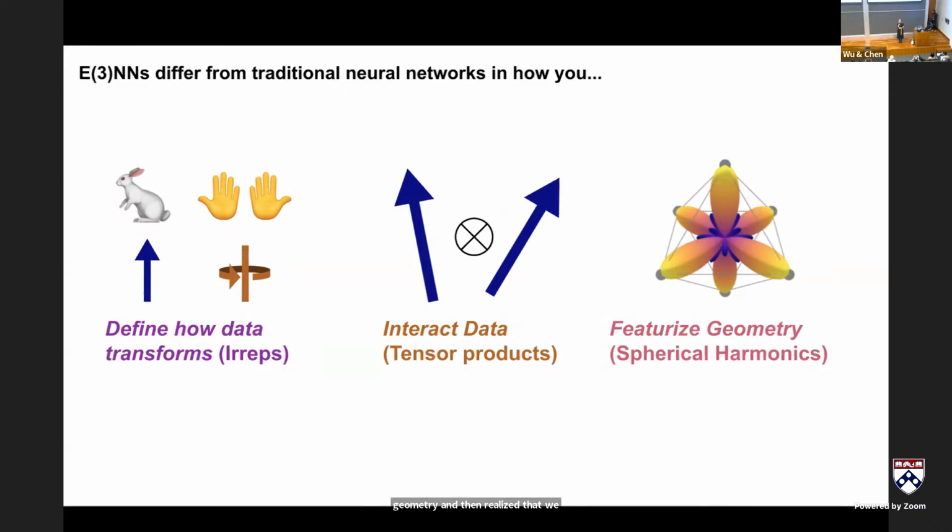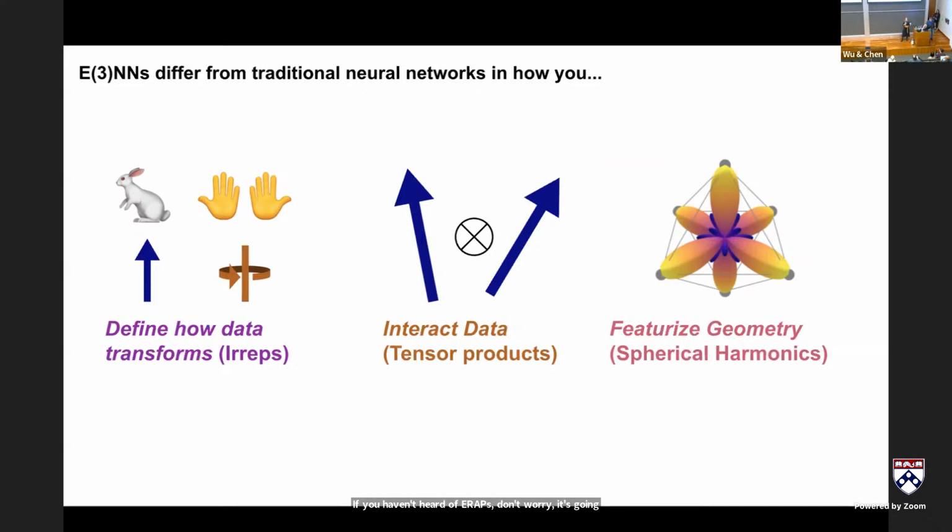But first, we'll talk about how we encode data to these neural networks. And we do this actually using a branch of mathematics called group representation theory. So if you've ever heard of the term irreducible representations, they're coming up. So get excited. If you haven't heard of irreps, don't worry, it's going to be okay.